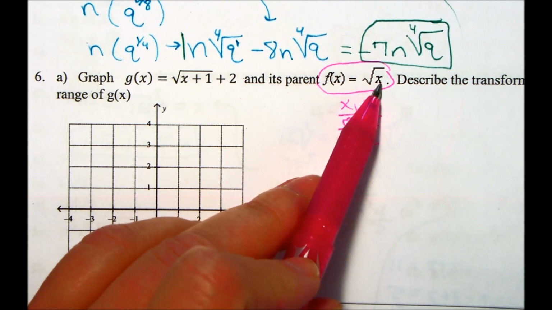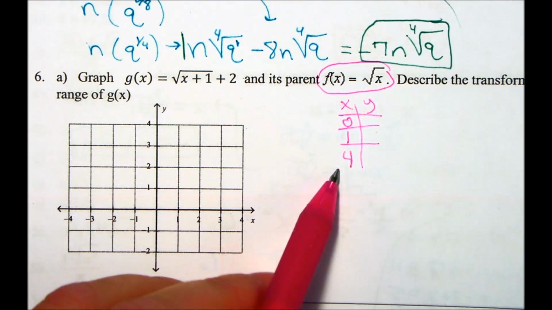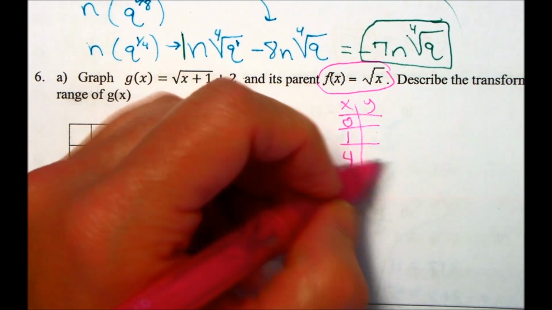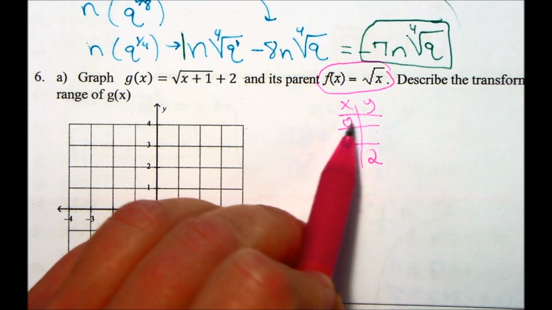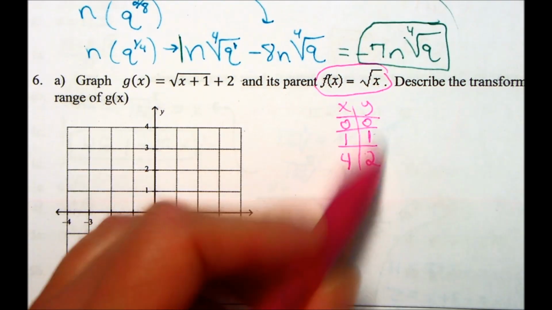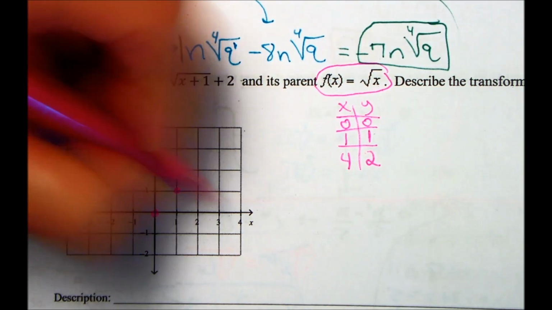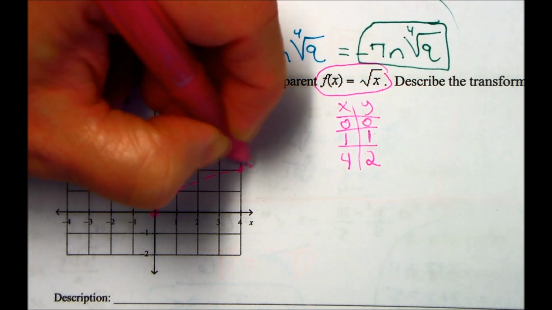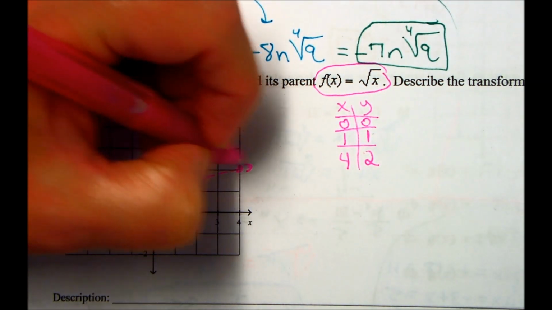I'm substituting them in for x, and I'm taking the square root of them. So if I substitute 4, which is a perfect square, the square root of 4 becomes a nice whole number 2, which makes it easier to graph. The square root of 0 is 0, the square root of 1 is 1. So these are the 3 points that I'm going to graph for my parent: 0, 0, 1, 1, 4, 2. And I'm going to make it a dashed graph. So this is my parent.